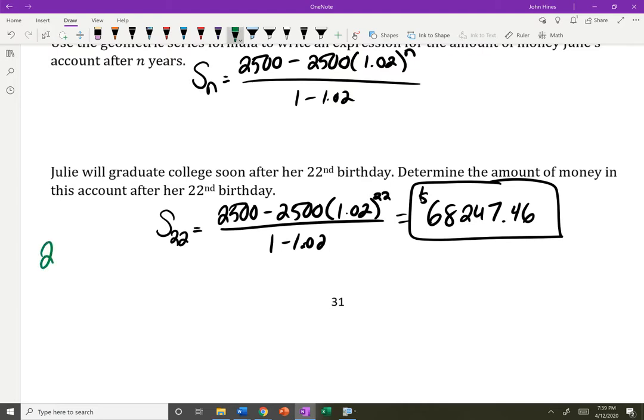Her parents put in 2,500 22 times. So how much of that is actually her parents' money? 2,500 times 22. Only 55.